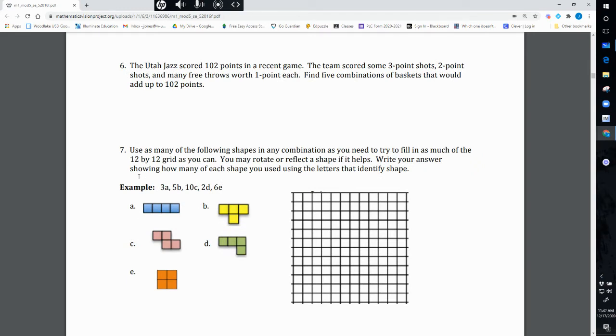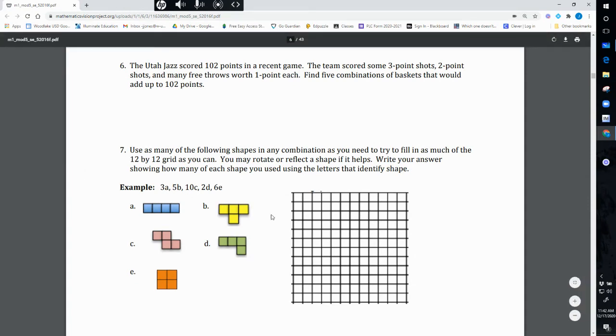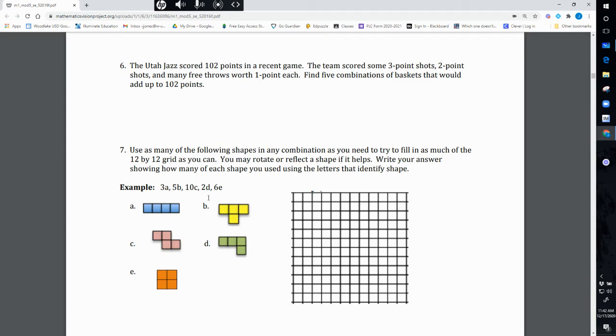Number 7, use as many of the following shapes in any combination as you need to try and fill in as much of the 12 by 12 grid as you can. You may rotate or reflect a shape if it helps. So you're basically just taking these shapes that look like Tetris shapes and fitting them on this grid. And the goal is to try and see how many different shapes you would fit if you could have no white space at the very end. So this is kind of actually just a fun problem.